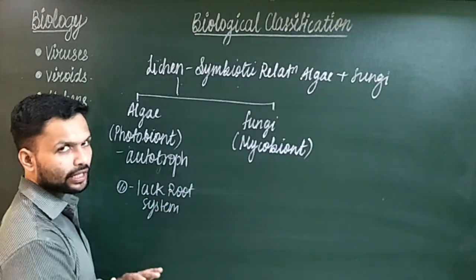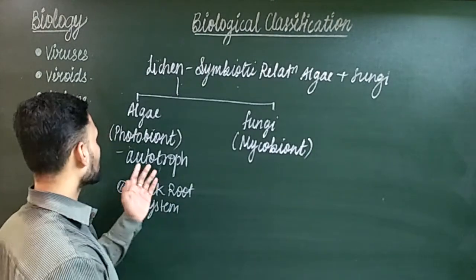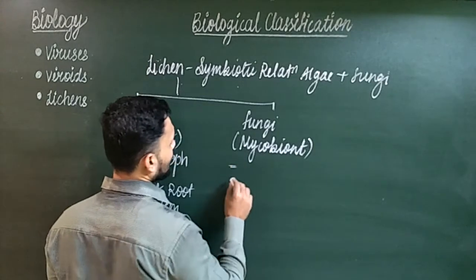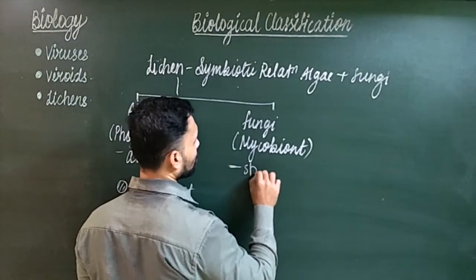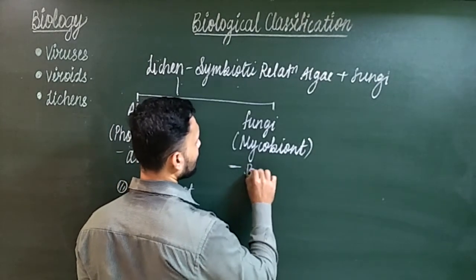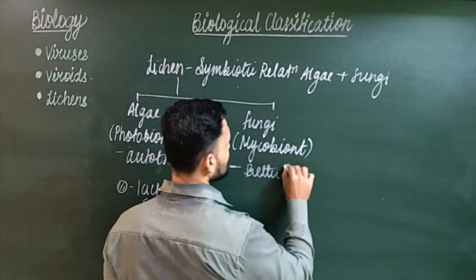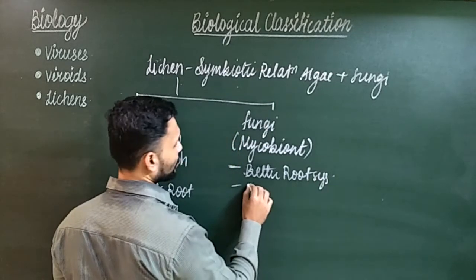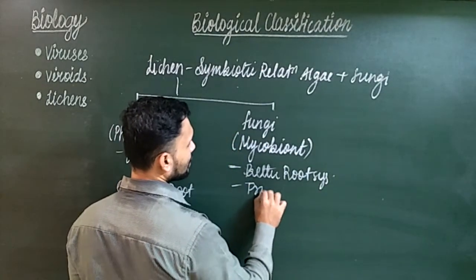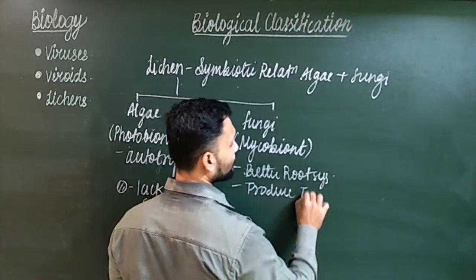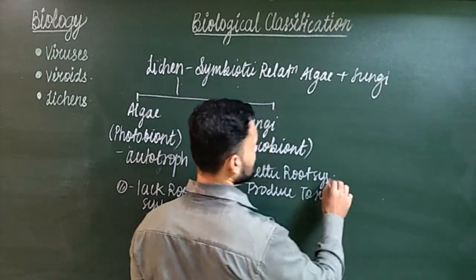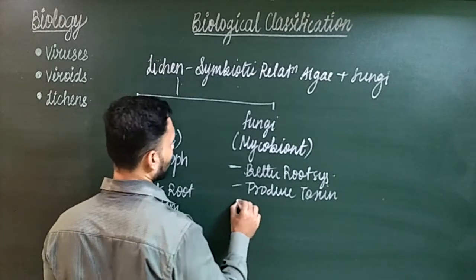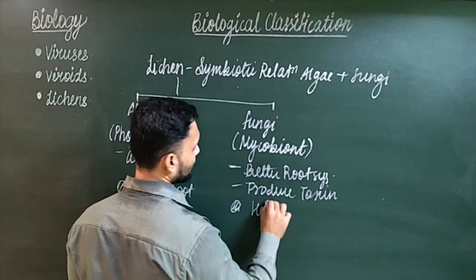So that's a weak point in algae, and the strong point is they can prepare their own food. Whereas fungi have a comparatively better root system as compared to algae. Then they also produce toxins in their defense, so they are not easily infected by anyone. That is one plus point for fungus. And one other disadvantage is simply that these are heterotrophs.